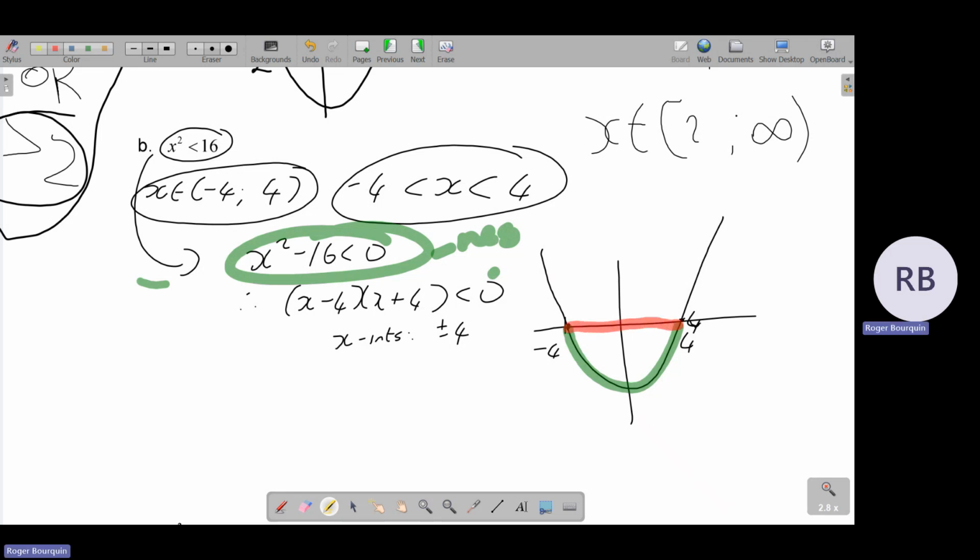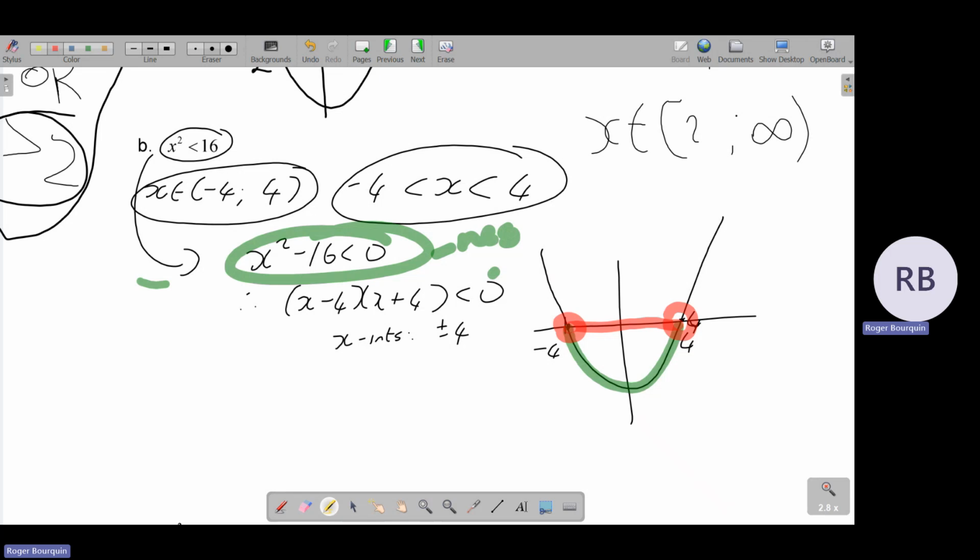Right, now can I include the endpoint? Can I include the endpoint? No. Why not? Because it says less than, it doesn't say less than or equal to. So put a round open dot there. Okay, so there's your answer on the number line, right?